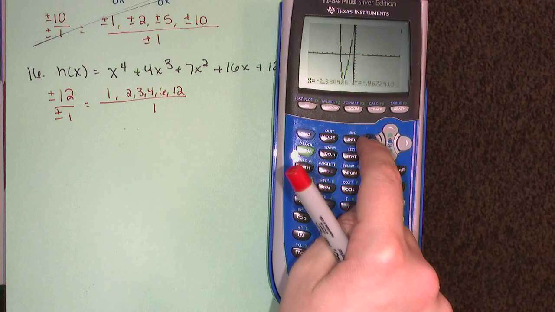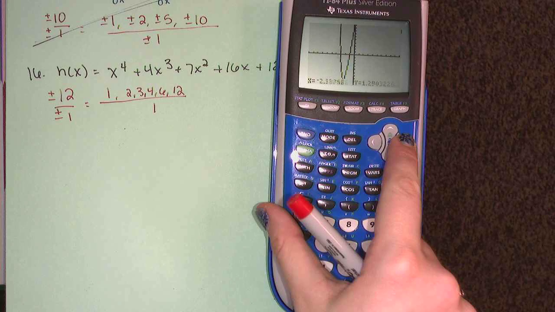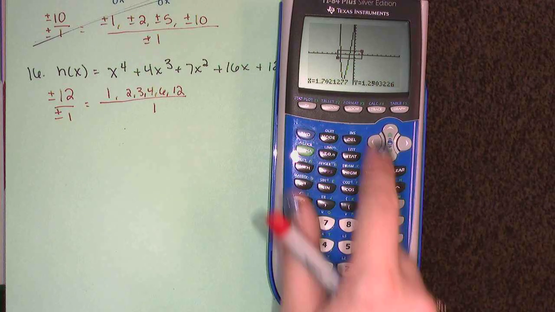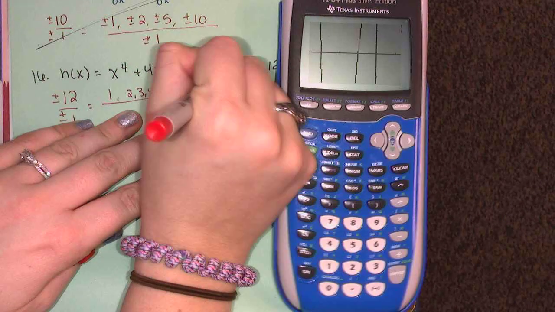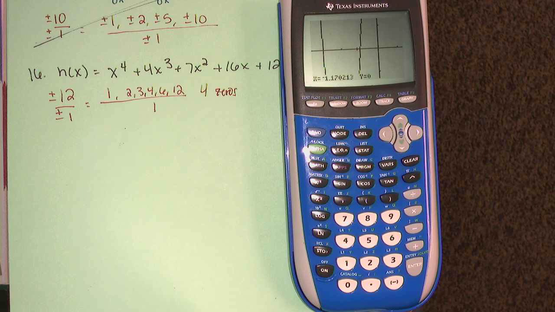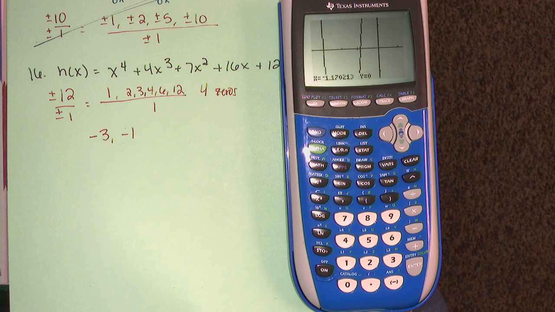How many zeros am I going to have when I'm done with this problem? 4. I know that. So I'm going to have 4 zeros. When I'm done, if I don't have 4 zeros, I know that I did something wrong. Okay. We're guessing -3 and -1. Did you zoom box it? You don't have 2 intersecting lines. You probably just boxed it differently.